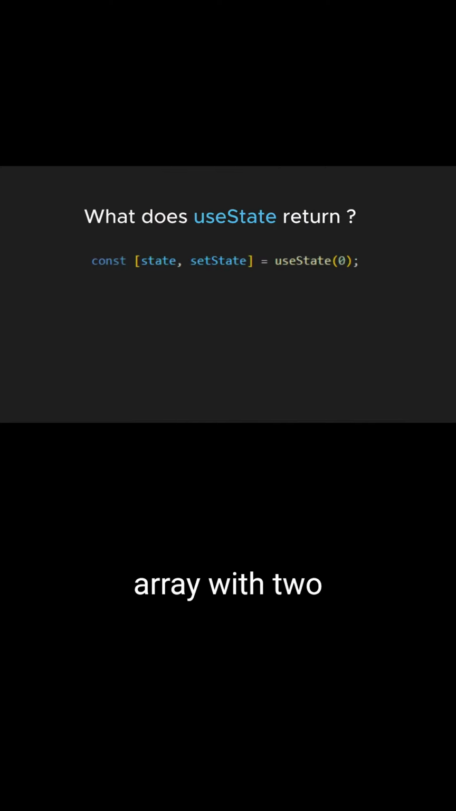useState returns an array with two elements, the current state and a function to update it. We name them, say, state and setState using destructuring. In programming, this is called a tuple, a pair of values. The first is what we read, the second is what we control. That's how React knows when to re-render the component.